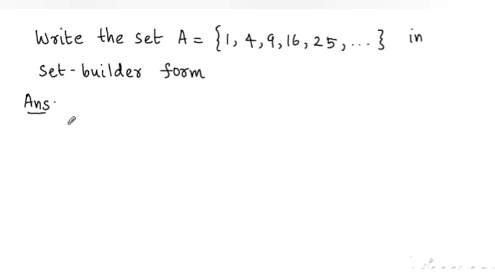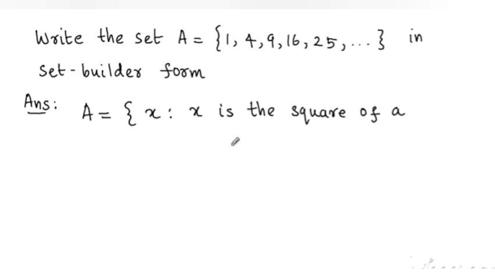Now we can do another problem. In this problem, you have to write the given set A equals the set of all 1, 4, 9, 16, 25, etc. in set builder form. First you need to identify the common property. You can see all these are squares. We can say squares of natural numbers. So you can write A in set builder form as the set of all x such that x is the square of a natural number.